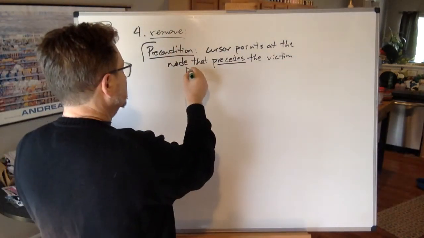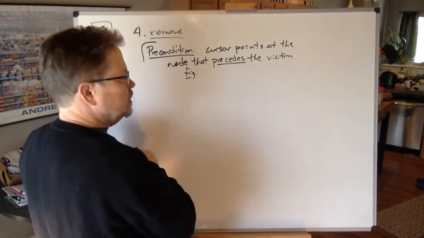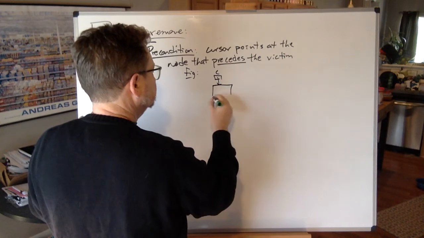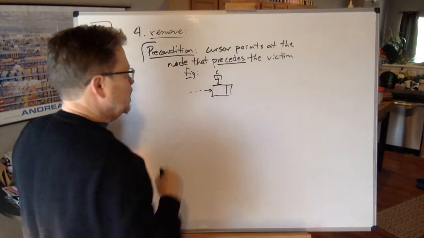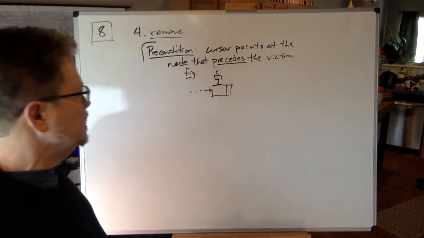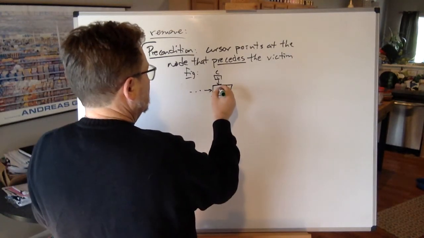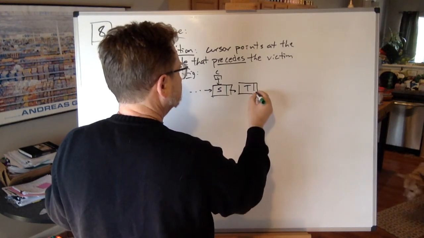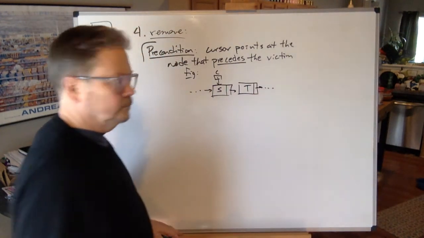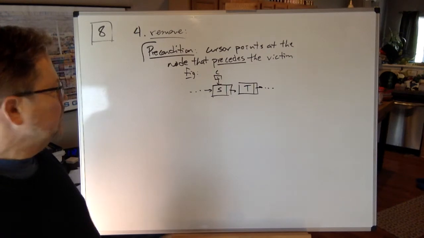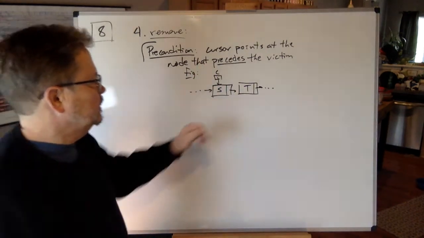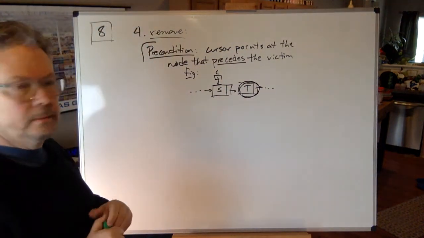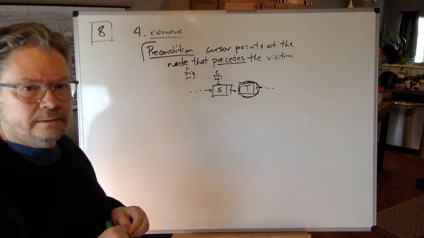In case that's not crystal clear, here's a picture. It's not before and after. It's just the cursor points at this node, which holds S, at an arbitrary position in the list, which points at T. There. Cursor points at the node that precedes the victim, T. T, bless your heart, you're not long for this world. You're about to get removed, about to get whacked.